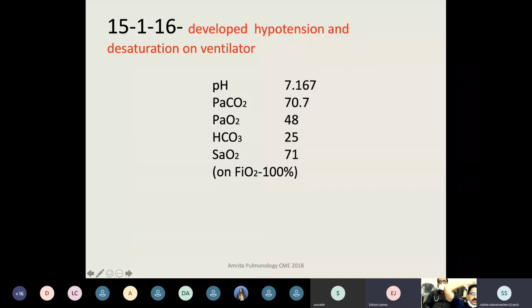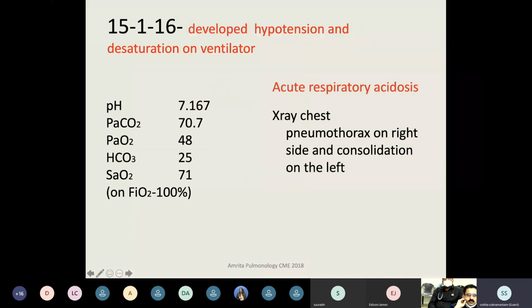Yeah, I'll continue. So there is respiratory acidosis, and acute respiratory acidosis because the change in PaCO2 from 40 it went up to 70, and there is a marked reduction in the pH from 7.4 to 7.16. So it is acute respiratory acidosis.